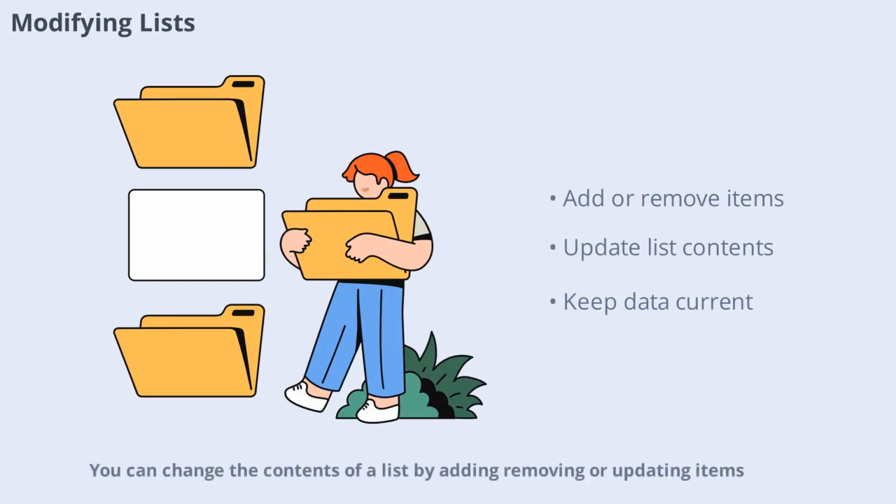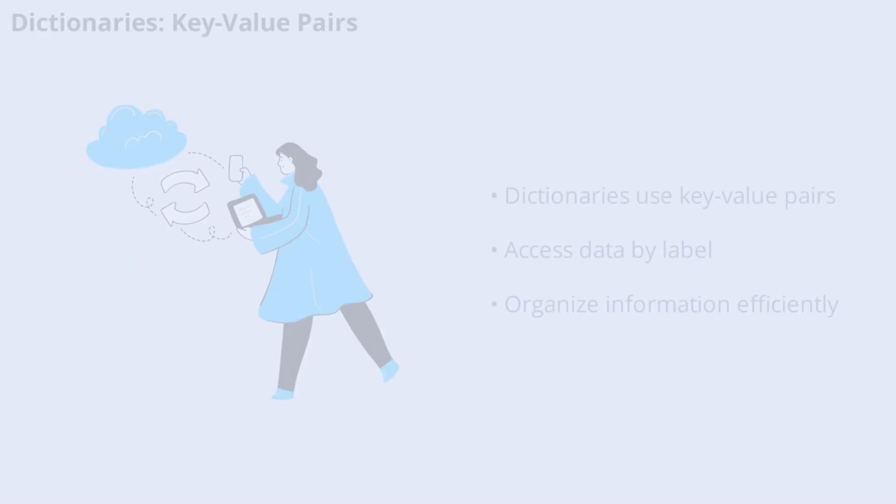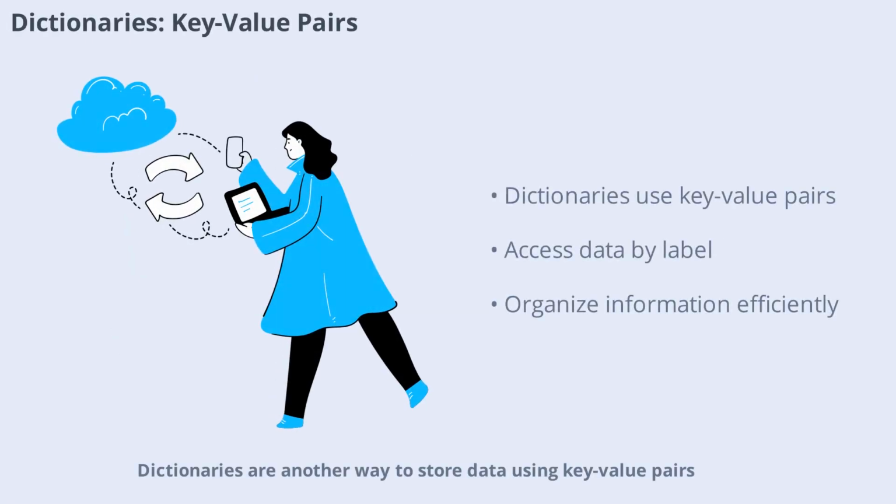You can change the contents of a list by adding, removing, or updating items. Most programming languages provide built-in ways to do this, such as append to add an item or remove to delete one. Modifying lists is useful for keeping your data up to date as your program runs and responds to new information.